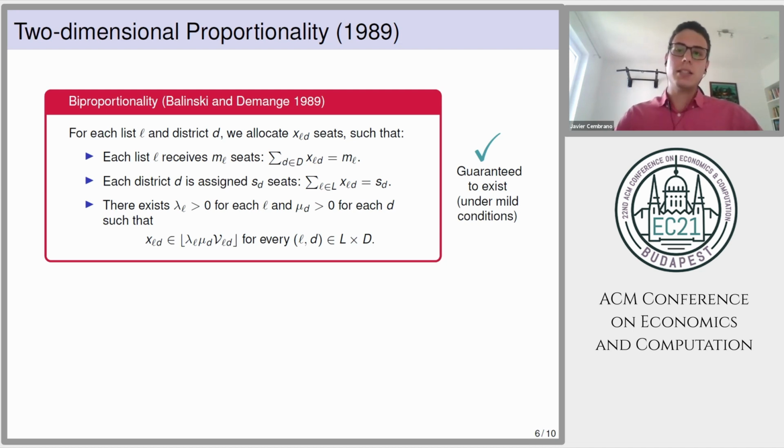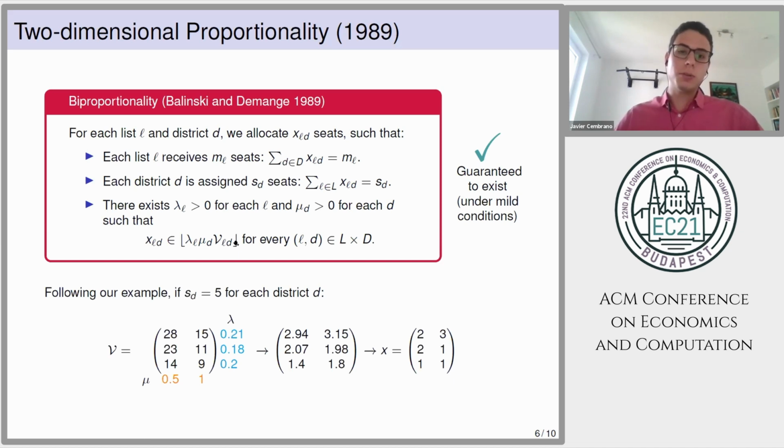So once again, these apportionments are guaranteed to exist, and in our example would work as follows. If we wanted to give to each list the number of seats corresponding to their one-dimensional apportionment, meaning 5 seats to the first list, 3 to the second one, and 2 to the last one, and if we wanted to give 5 seats to each district, then some useful or proper multipliers for this instance are these in blue and orange. And why do I say that they are proper?